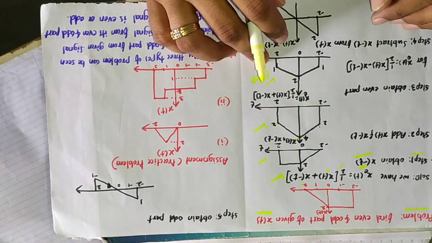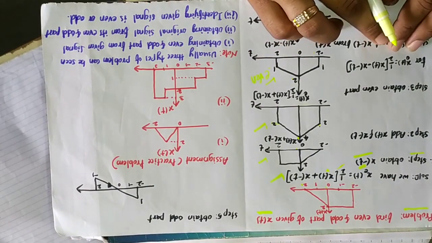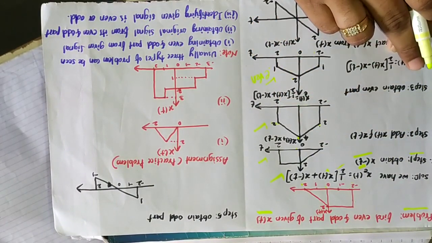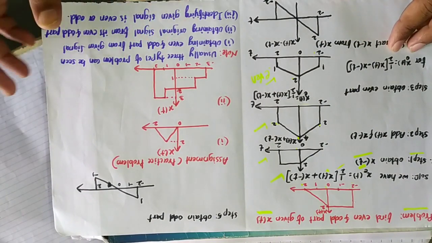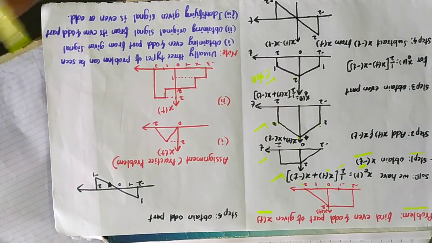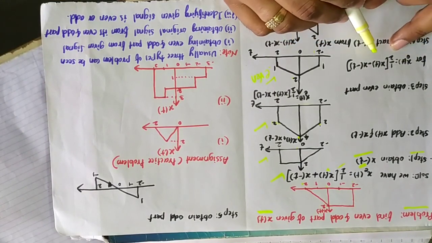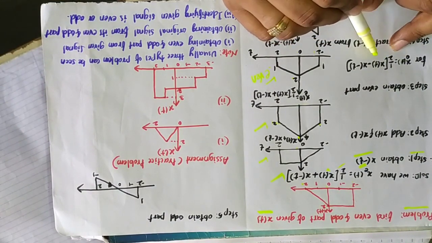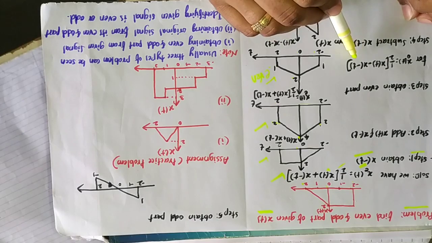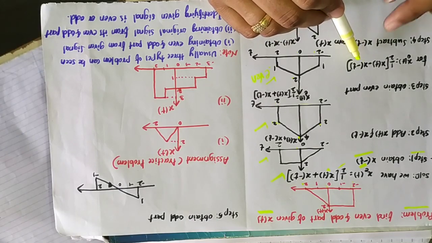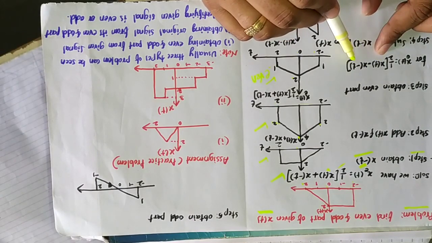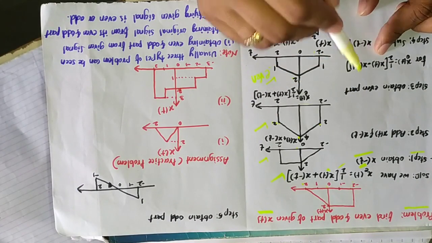Okay. Similarly we will start doing the odd signal. So like this, if you write it step by step, it will be very easy for you to understand or solve the problem. Okay. To obtain the odd part, what is the formula we have? Half of x of t minus x of minus t, right? So we already have x of t, and we have also obtained x of minus t in step 1.